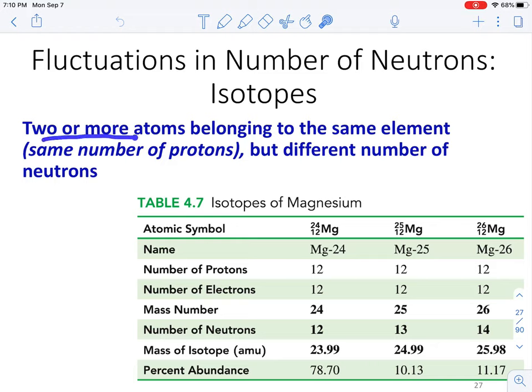It's when two or more atoms belong to the same element. Since we're talking about the same element, it has the same number of protons. The only difference between those two or more atoms is that they have a different number of neutrons. And so really, that's the definition of isotopes: same number of protons, different number of neutrons.